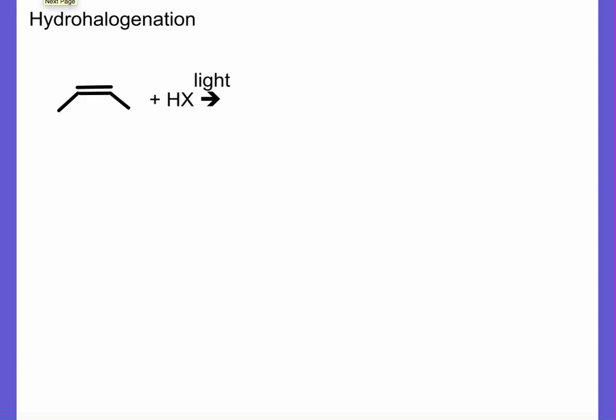Okay, so that brings us to hydrohalogenation. Again, I have an asymmetrical adding group. I'm going to add a hydrogen to one side and a halogen to the other side. Generic halogens are X.